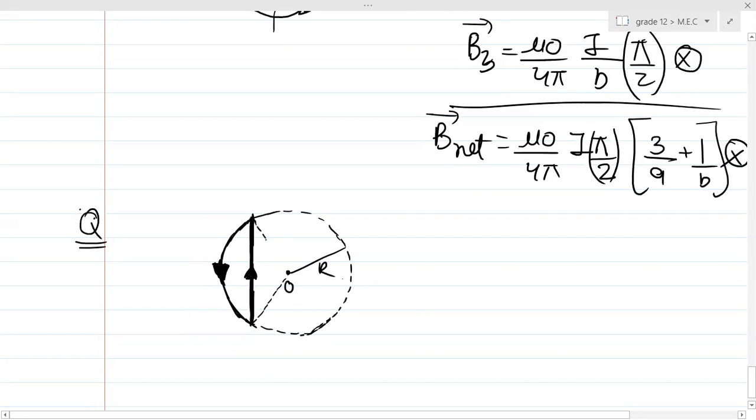This D is basically subtending an angle of 120 degrees. Guys, can anyone tell me 120 degrees in radians is how much? 2 pi by 3. 360 divided by 3 is basically 120. So now the question is, find the magnetic field at point O.